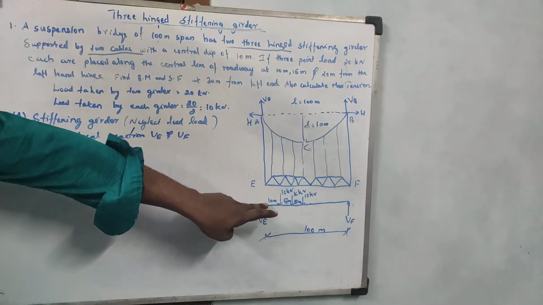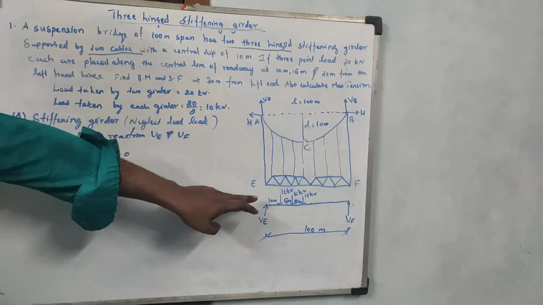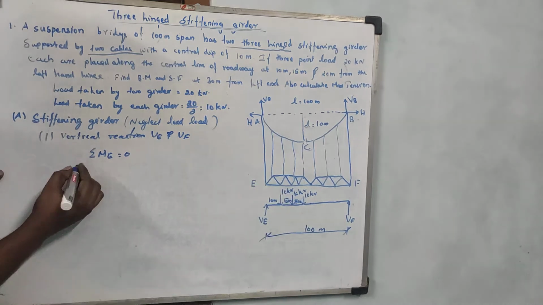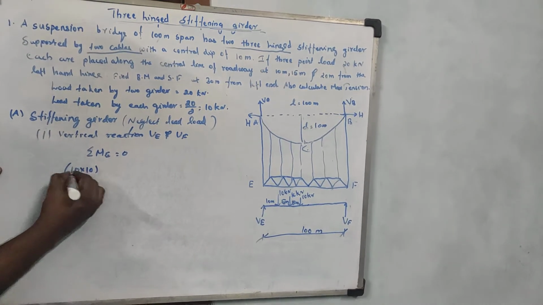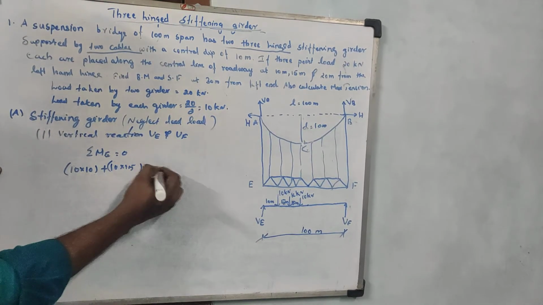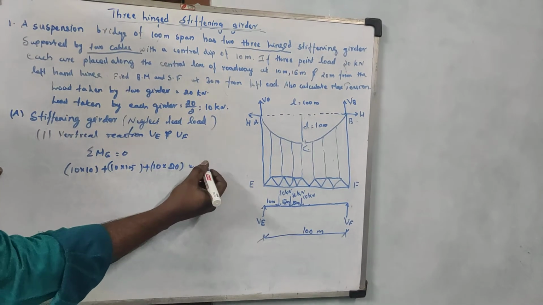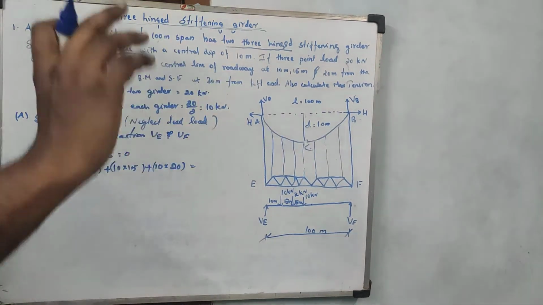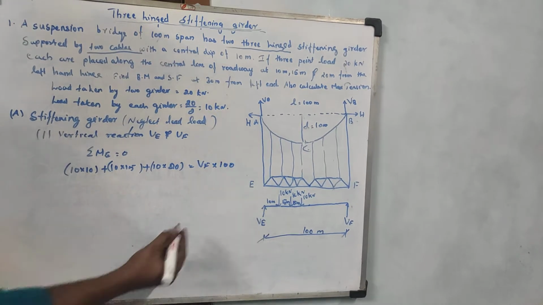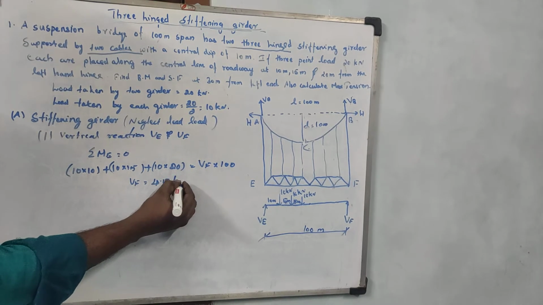At E, sum of clockwise moments equal to sum of anti-clockwise moments. First we consider clockwise moments. On the right side, 10 into 10, plus second load 10 into 15, plus third load 10 into 20, equal to anti-clockwise moment. Anti-clockwise we have VF into distance 100 meter. By solving this, we will get VF equal to 4.5 kilonewton.